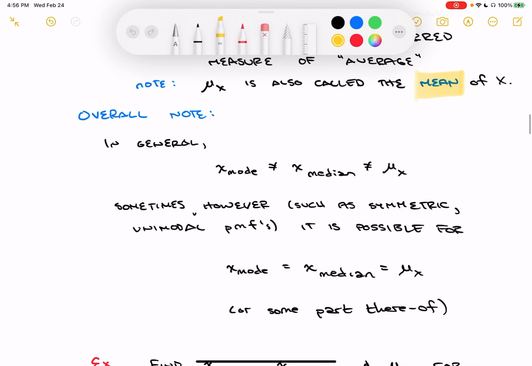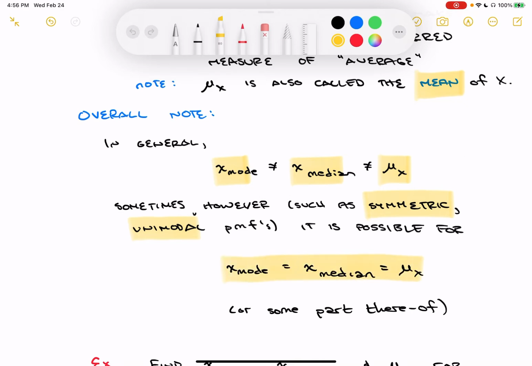Overall, I would say that if you just took an arbitrary distribution, there are no guarantees that the mode or the median or the mean are equal. Although there are distributions for which the mode and the median and the mean all equal one another. That tends to happen when we have a probability mass function that is more symmetric in shape and more unimodal, with like maybe more likelihood towards the middle. So in some particular cases, it is possible to get all three.